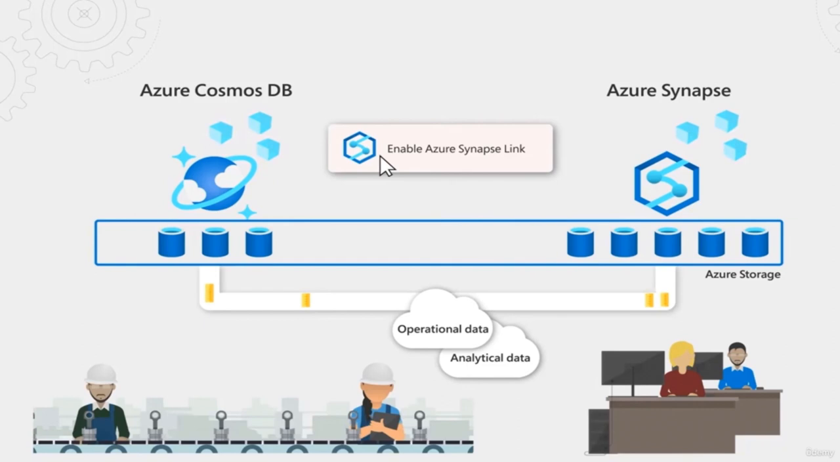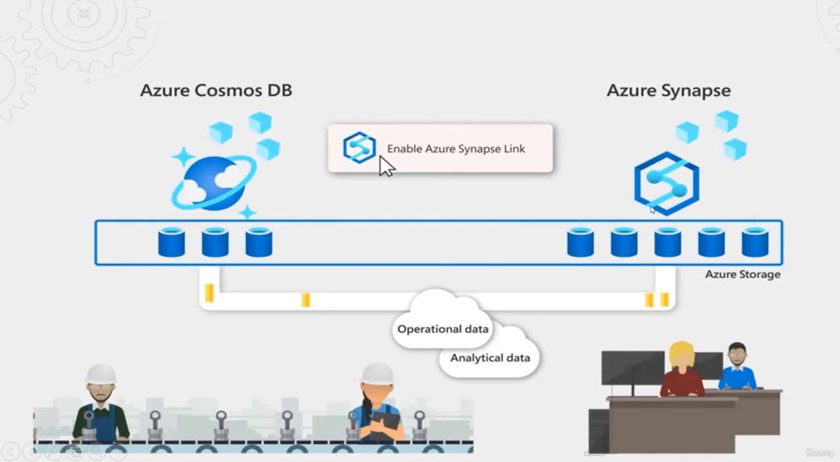When we want our analytical processing to not impact our transactional workload, we have to associate this with HTAP, Hybrid Transactional Analytical Processing. Now, what is this actually doing? This is going to create an analytical store for my data in Cosmos DB. So whatever data you have in your Cosmos DB is going to be replicated and stored inside this analytical store in Azure Synapse.